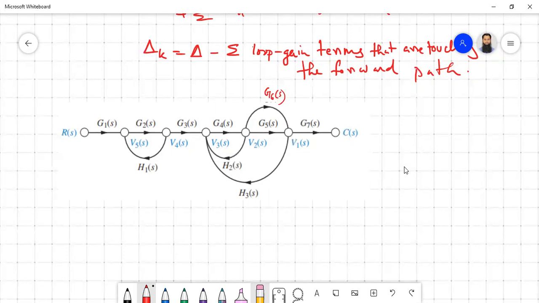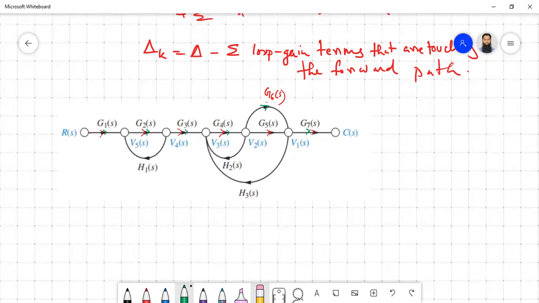Like here, as you can see, starting from here, one straight line goes to the output. So this is one forward path. I just follow the arrows. Is there any other forward path? Now again follow the arrow. This is the second forward path. Even a single different branch will bring a different forward path.